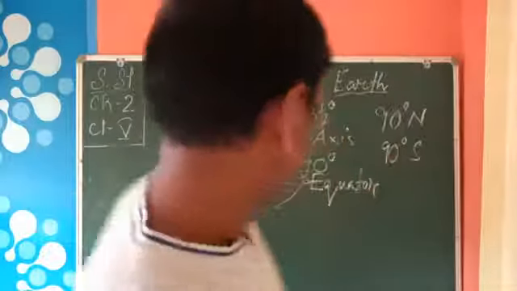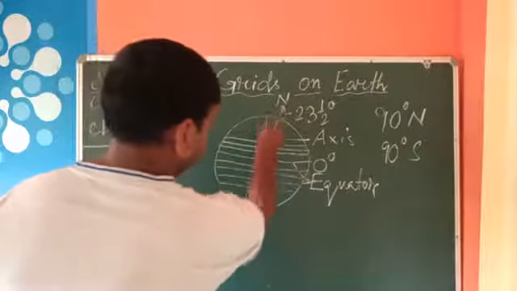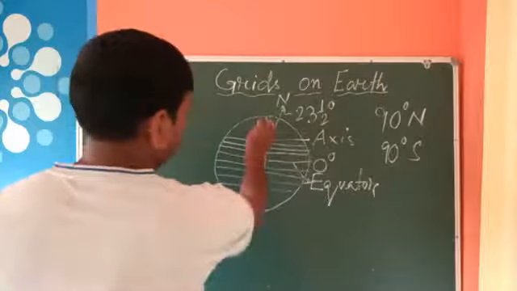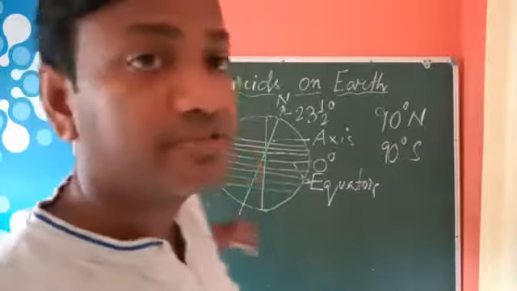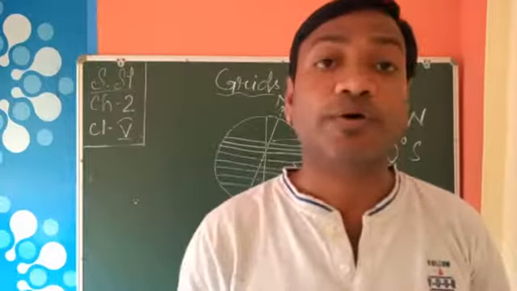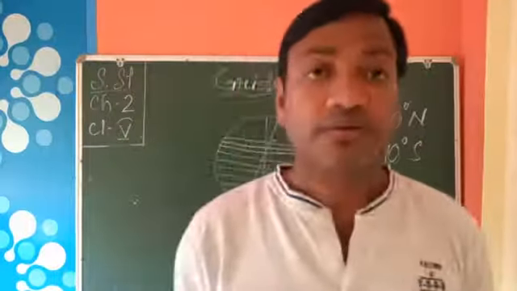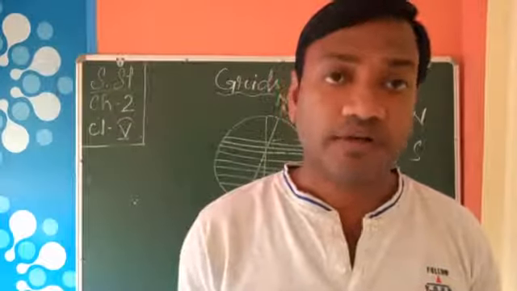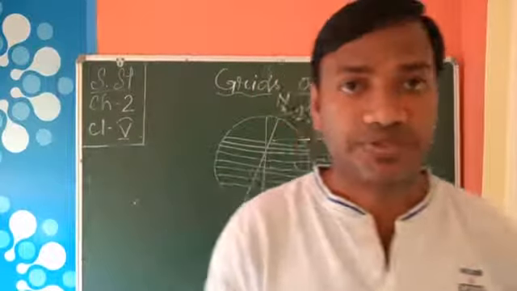Now longitudes. Now here we find longitudes. These lines are called longitudes. These are also imaginary lines. We do not find these on earth. These are imaginary lines.